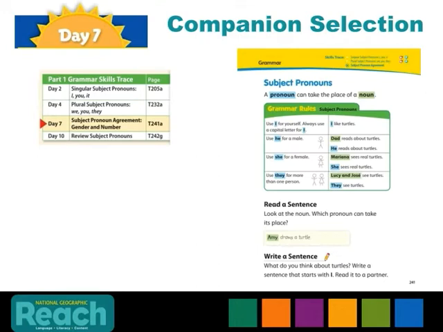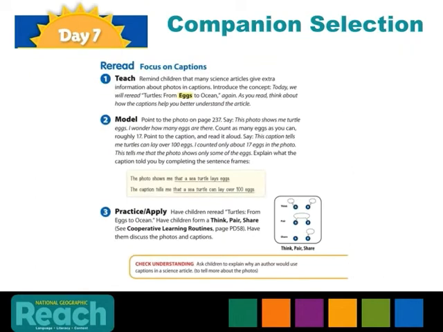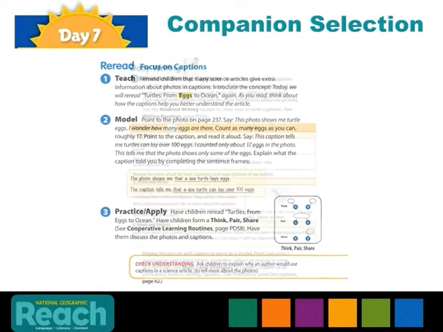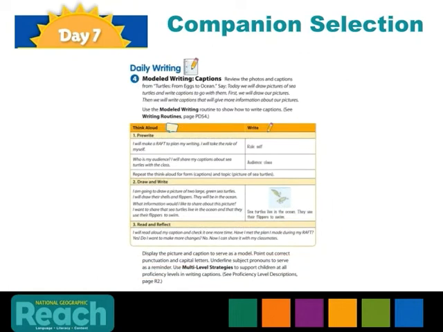On day 7, students will be working on the grammar skill, but now they'll be using their student book, gradually releasing responsibility to students for this skill. Students will also reread the companion selection with a specific focus on important details, and do their daily writing, which again is modeled writing, but this time you'll be using a Think Aloud to plan and write.